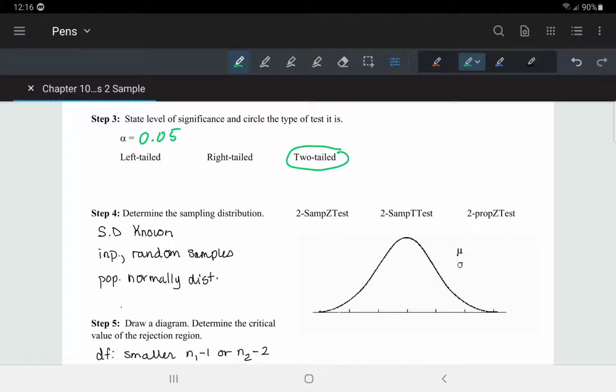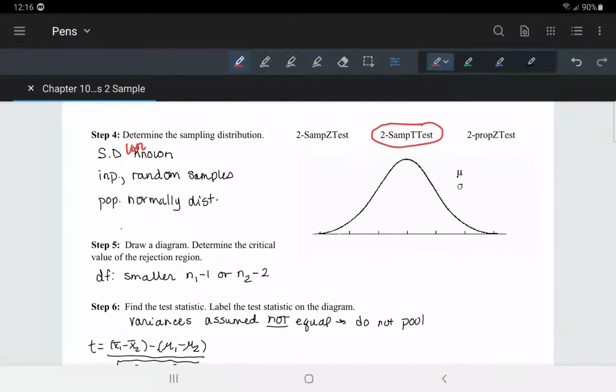And now we can determine the type of sampling distribution. The standard deviation is unknown. We have independent random samples, and the population is normally distributed. So this will tell us then that we'll be using the two-sample t-test.